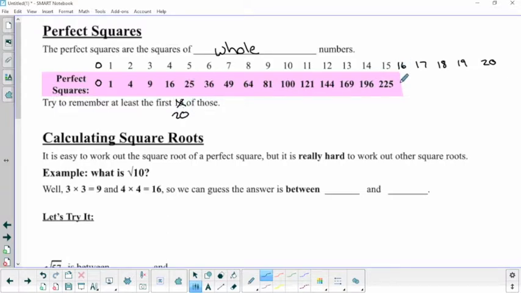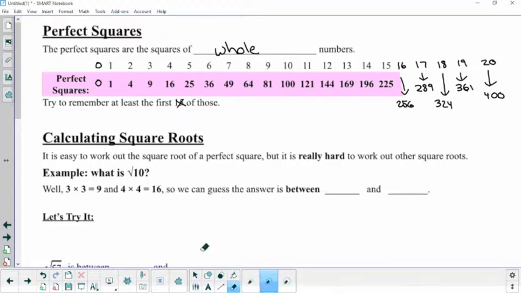So 16 squared is 256. 17 squared is 289. 18 squared is 324. 19 squared is 361. And 20 squared is 400. It's a good idea to know those first 20. Well, this is really 21 perfect squares. But 0 is an easy one to remember, isn't it?